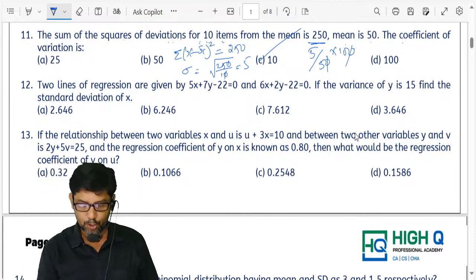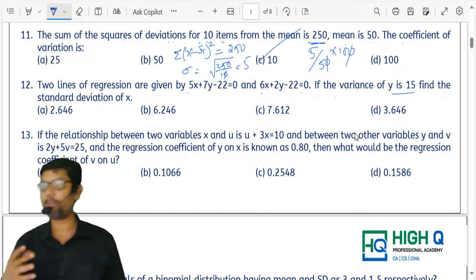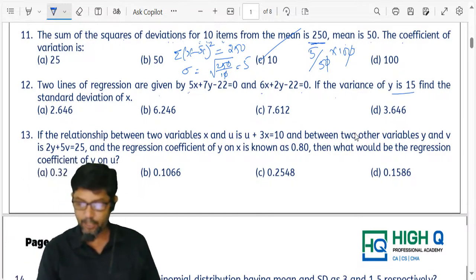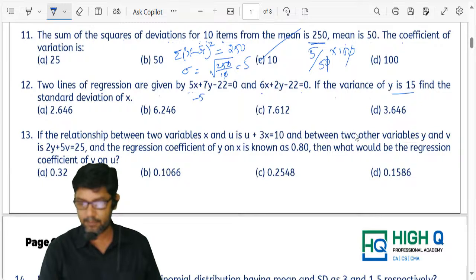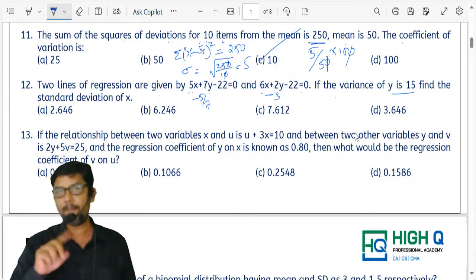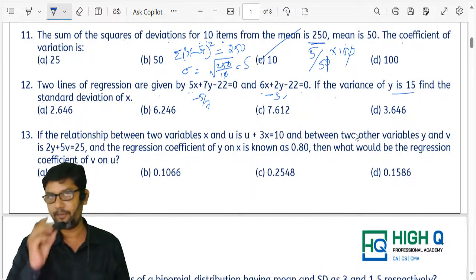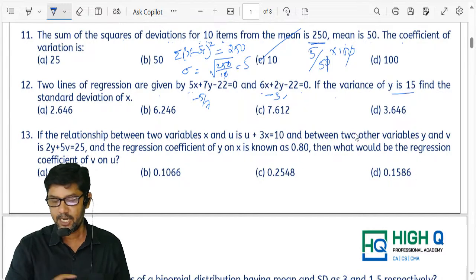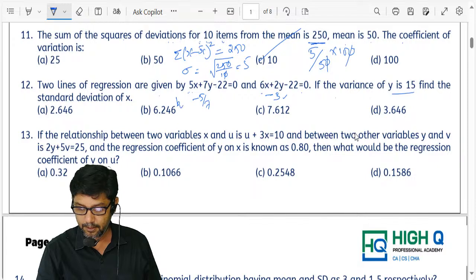Next question. Two lines of regression are given. If the variance of y is 15, I always used to tell you these type of questions are very, very important. You need to find the slope. What is the slope of the line? Minus coefficient of x divided by coefficient of y. Is it minus 5 by 7? Is it minus 6 by 2, which is minus 3? Among these two, which one is greater? Of course, 3 is greater. We should not consider the negative sign. 3 is greater. So therefore, this is our byx.